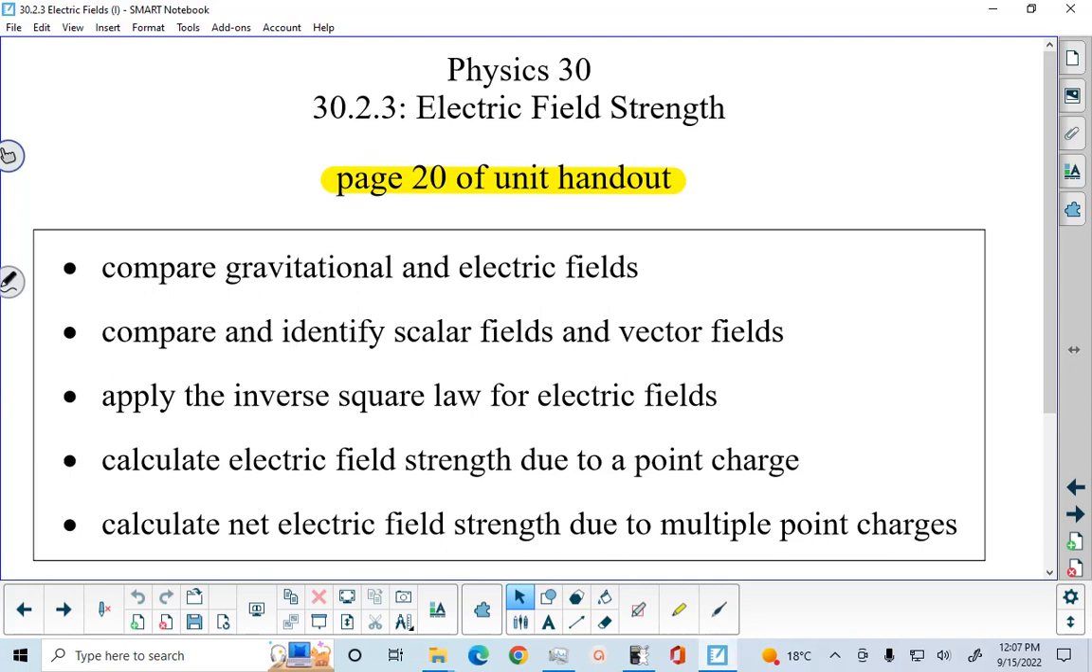We need to talk very briefly here about the difference between a scalar field and a vector field. The inverse square law, which we've been using with Coulomb's law for electric force and with Newton's law for gravitational force, is still true for electric fields. Then we're going to be looking at a couple of formulas for electric field strength, and we're going to be doing some calculations with those formulas.